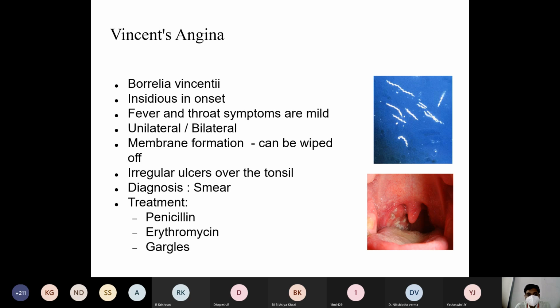The ulcers are usually irregular, linear, and serpiginous. The diagnosis is by smear examination. Treatment is with penicillin. So it is not a very common type of tonsillitis, but it can occur.